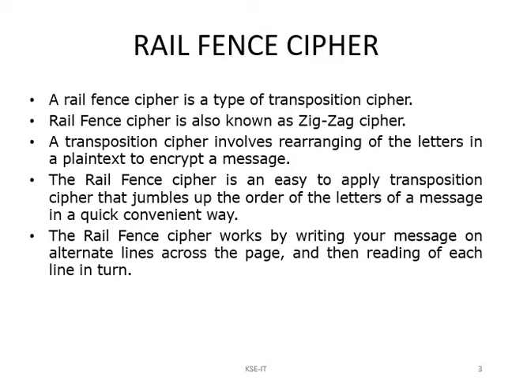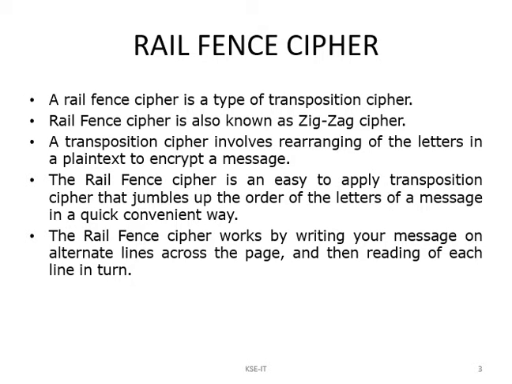We are going to learn about two types of cipher. First one is the rail-fence cipher and the second is the row columnar cipher. In this lecture, we will discuss the rail-fence cipher. Rail-fence cipher is a type of transposition cipher. It is also known as the zigzag cipher.